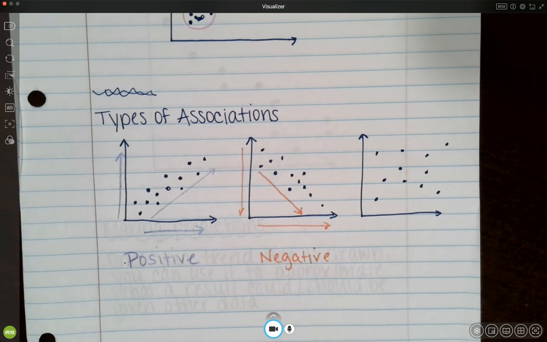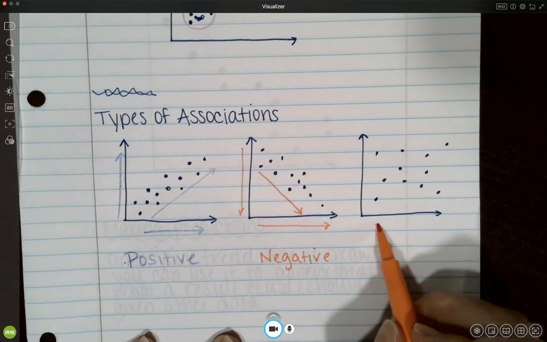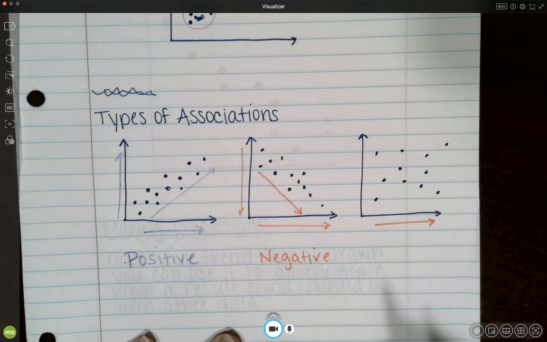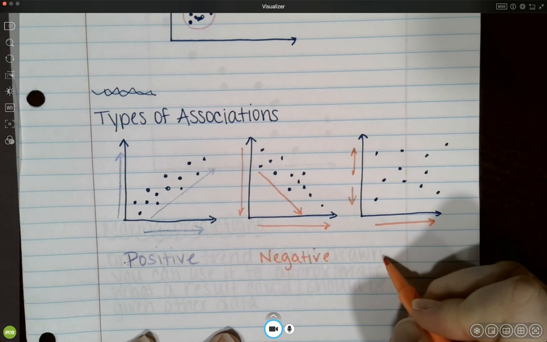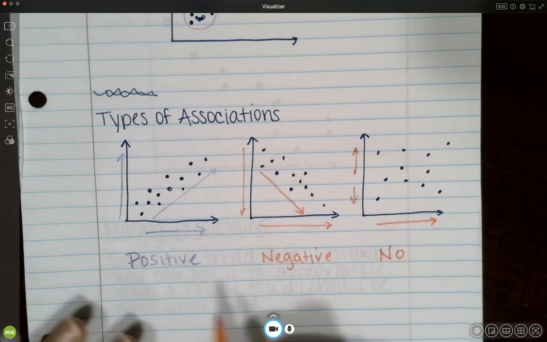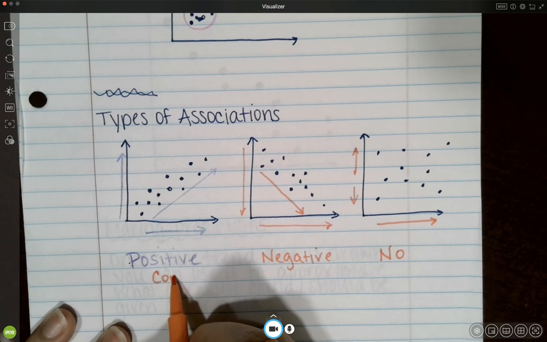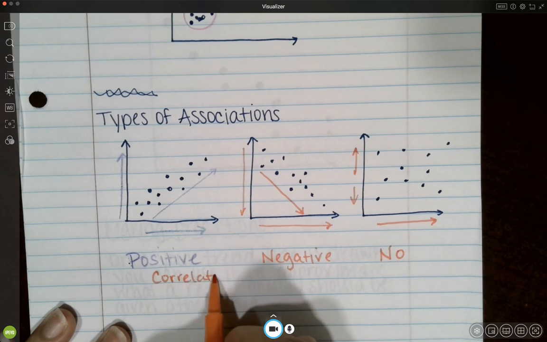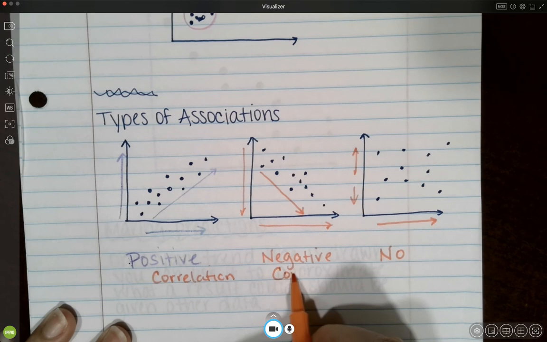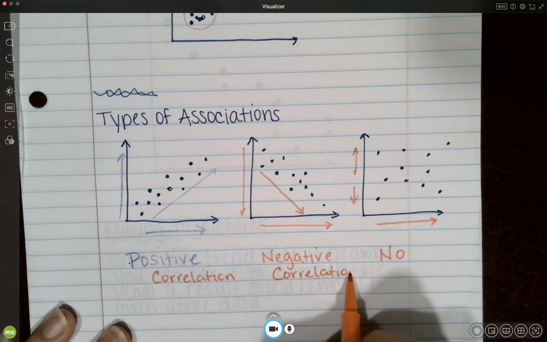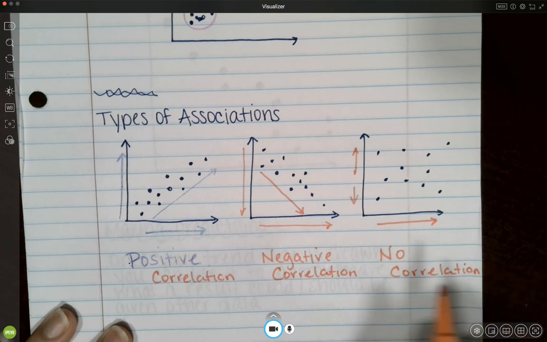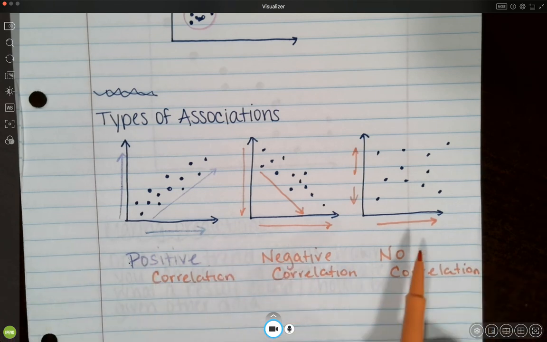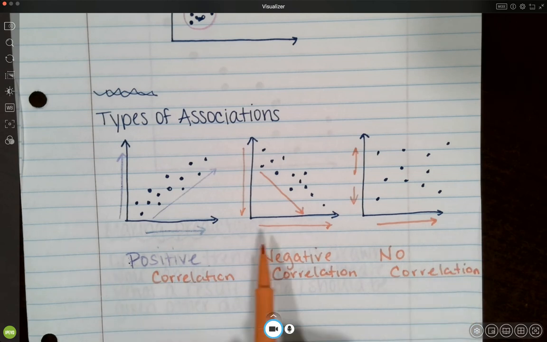And then lastly, as my data increases, there is upwards and downwards happening throughout this, which means that there is no correlation. So there's a positive correlation, negative correlation, or no correlation. Again, this simply means as my x values increase, from left to right, what is happening then to the other parts of data?